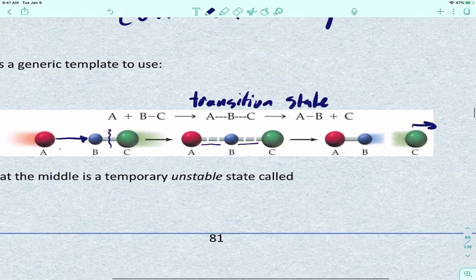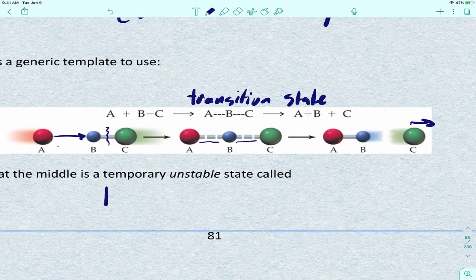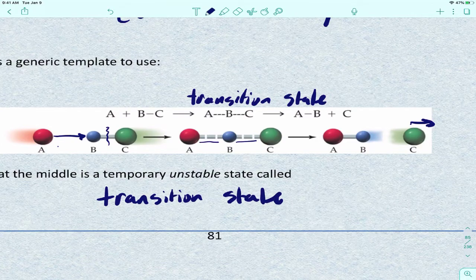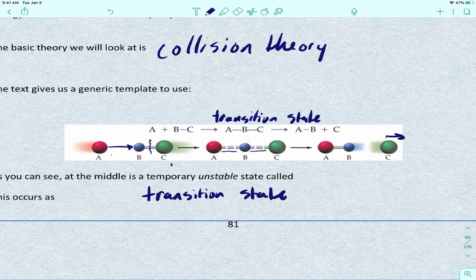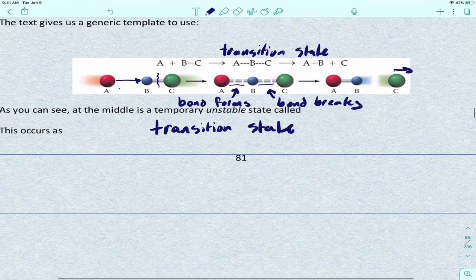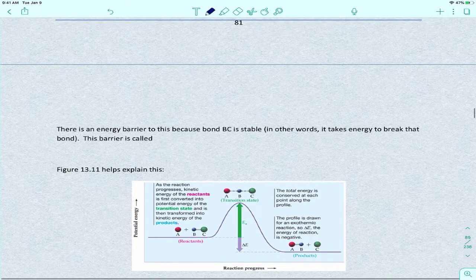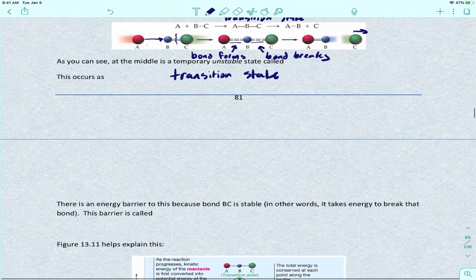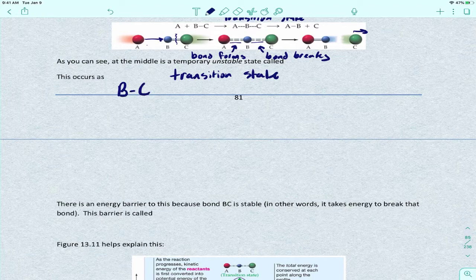At the middle, there is a temporary unstable state, and we call that the transition state, in which we're trying to form a bond. The bond forms between A and B, and between B and C the bond is breaking. This transition state occurs as bond BC weakens and AB forms.